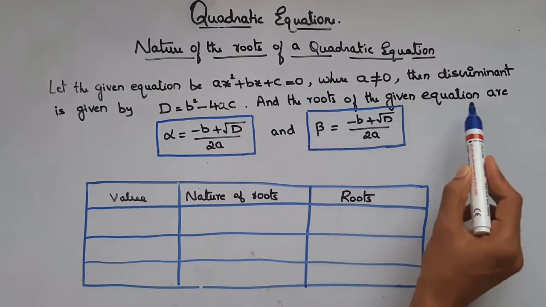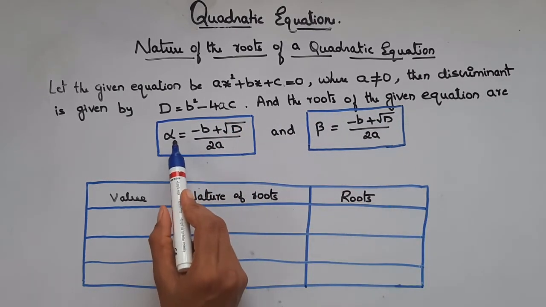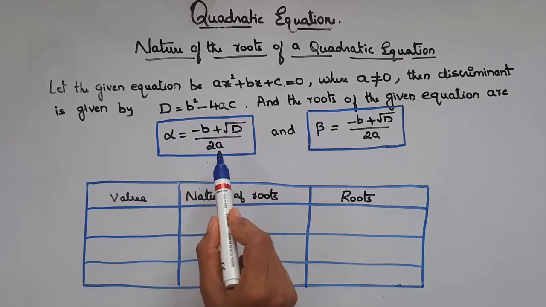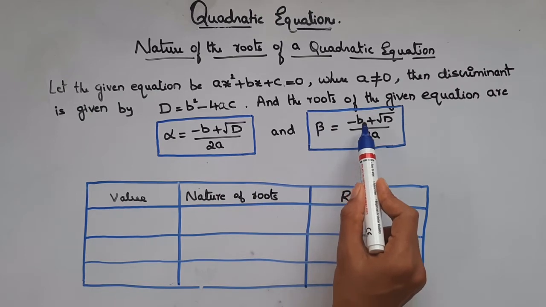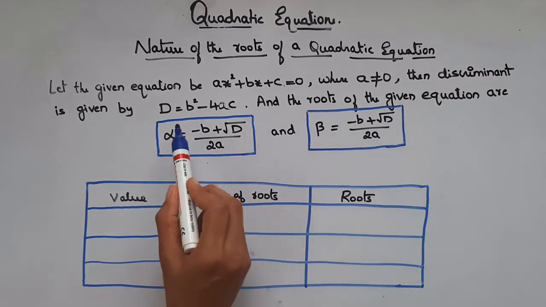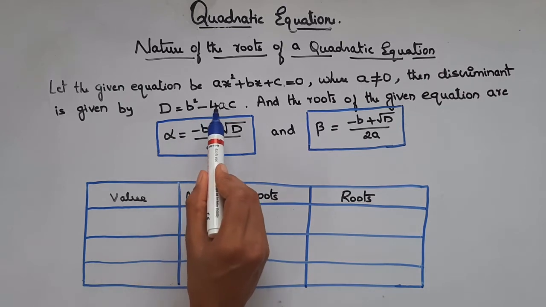And the roots of the given equation are alpha is equal to minus b plus root of d by 2a, and beta is given by minus b minus root of d divided by 2a, where d is nothing but your discriminant, that is b square minus 4ac.